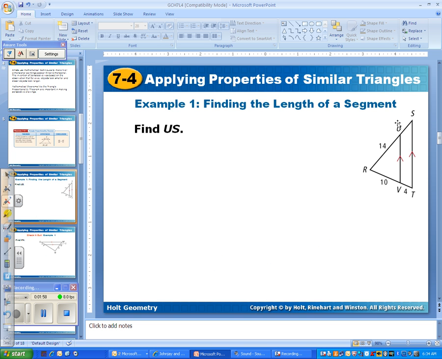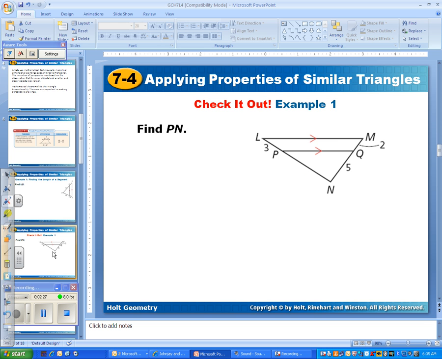So over here they want us to find US. We could say that that's x. Since these are parallel, these 2 triangles, this small triangle and this larger triangle, will be similar. So we could say 14 over x equals 10 over 4, and then cross multiply and solve. So 10x equals 56, divide by 10, x equals 5.6, or US equals 5.6. All right, so again, they have to tell us that these sides are parallel, and then we can find a missing side length, a missing segment of this similar triangle.